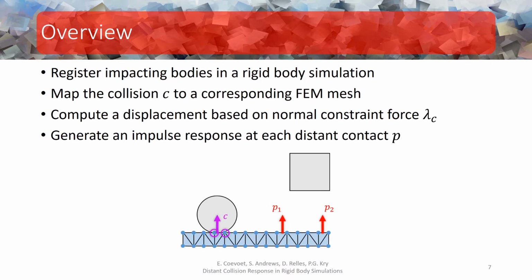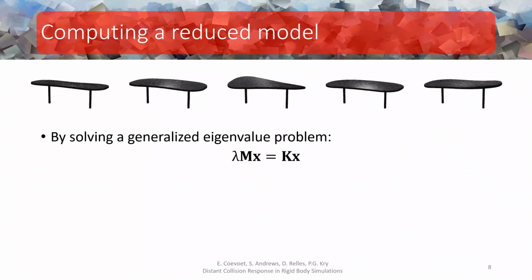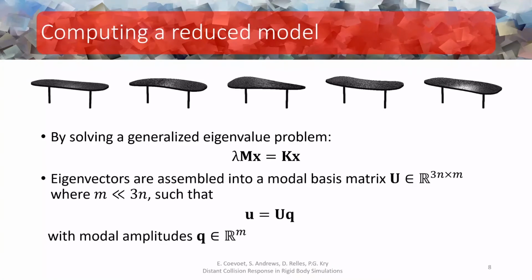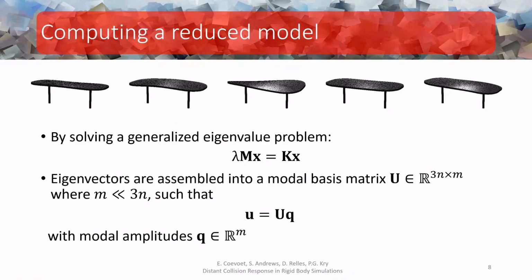Let's look at each of these steps in closer detail. As a pre-process, we build an FEM model corresponding to distant collision objects in our rigid body simulations. By solving a generalized eigenvalue problem, we obtain a modal decomposition of the FEM mesh. However, only a subset of the modes are needed, and in our experiments, we found that using the first 20 modes is suitable. This gives a reduced modal basis matrix that we use to map displacements and forces to and from the reduced model.